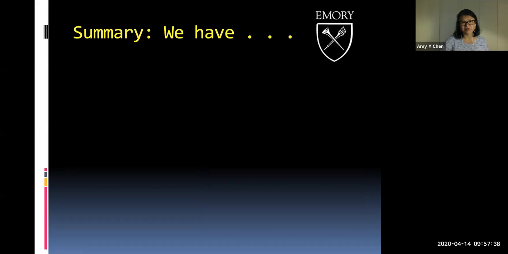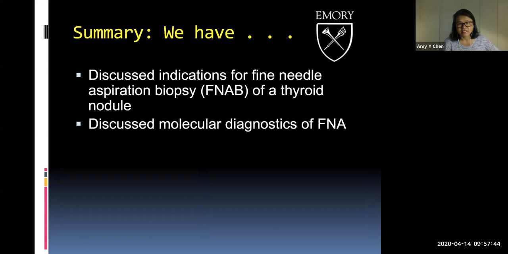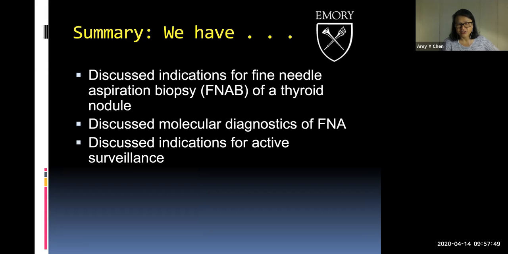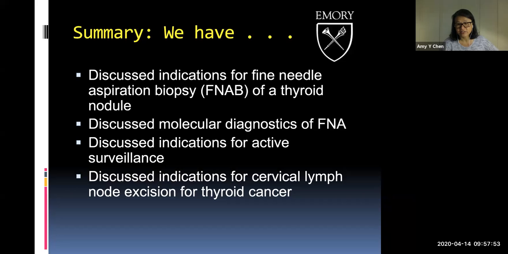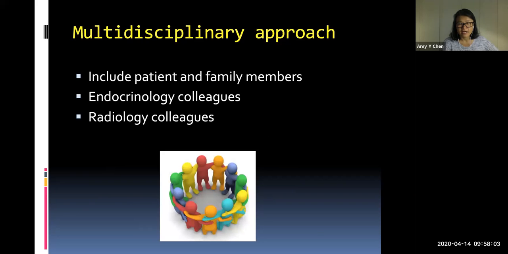So in summary, for this first hour, we've discussed the indications for fine needle biopsy of a thyroid nodule, discussed molecular diagnostics of FNA, discussed indications for active surveillance, and discussed when to take out lymph nodes, both in the central and lateral compartment, and briefly discussed the surgical management of advanced well-differentiated thyroid cancer.